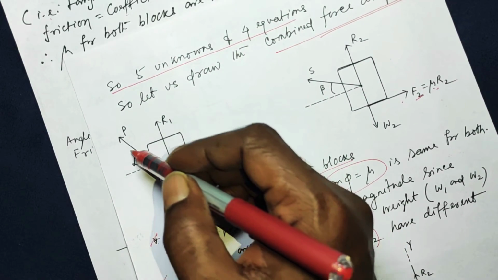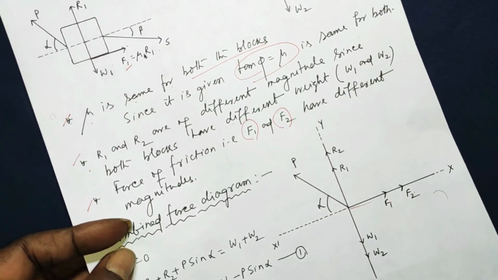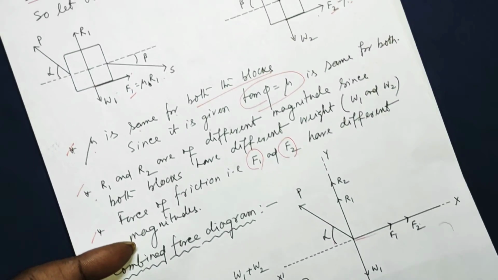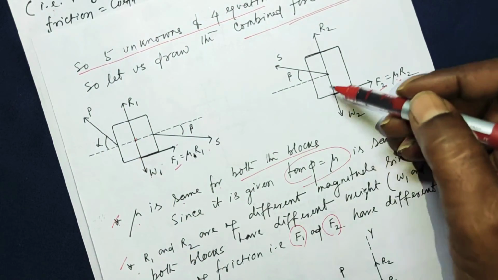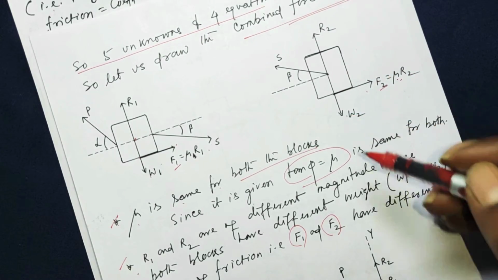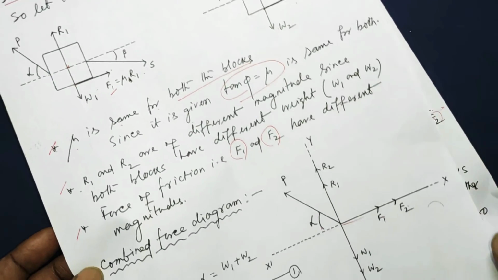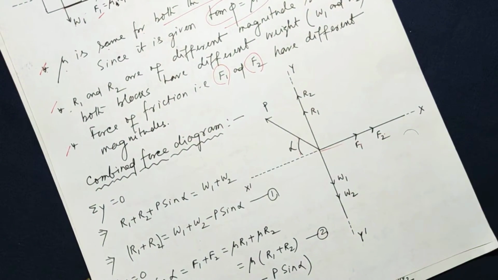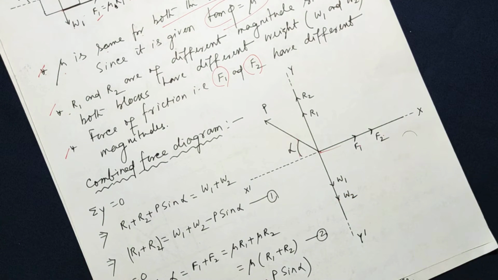And this is your P, making angle alpha. I have shown it here, P making angle alpha. The weights W1 and W2 are both pointing in the same direction, along the negative y-axis, so I have shown them here. From here to here is W1, from here to here is W2.